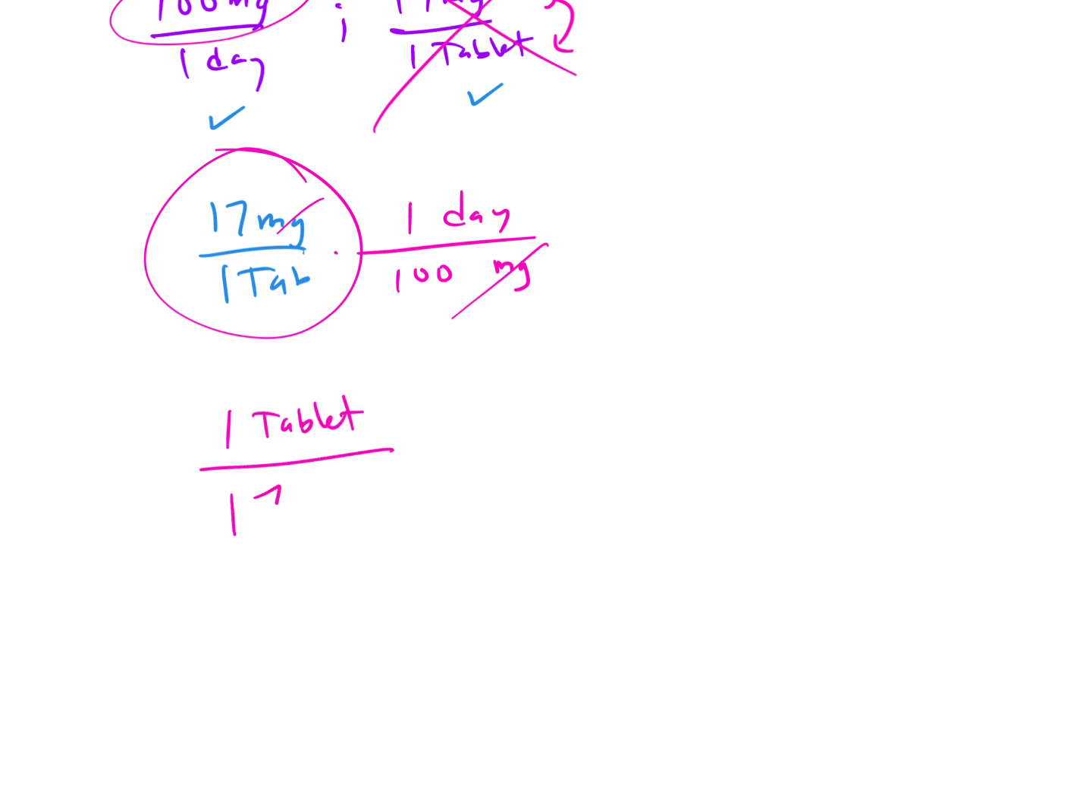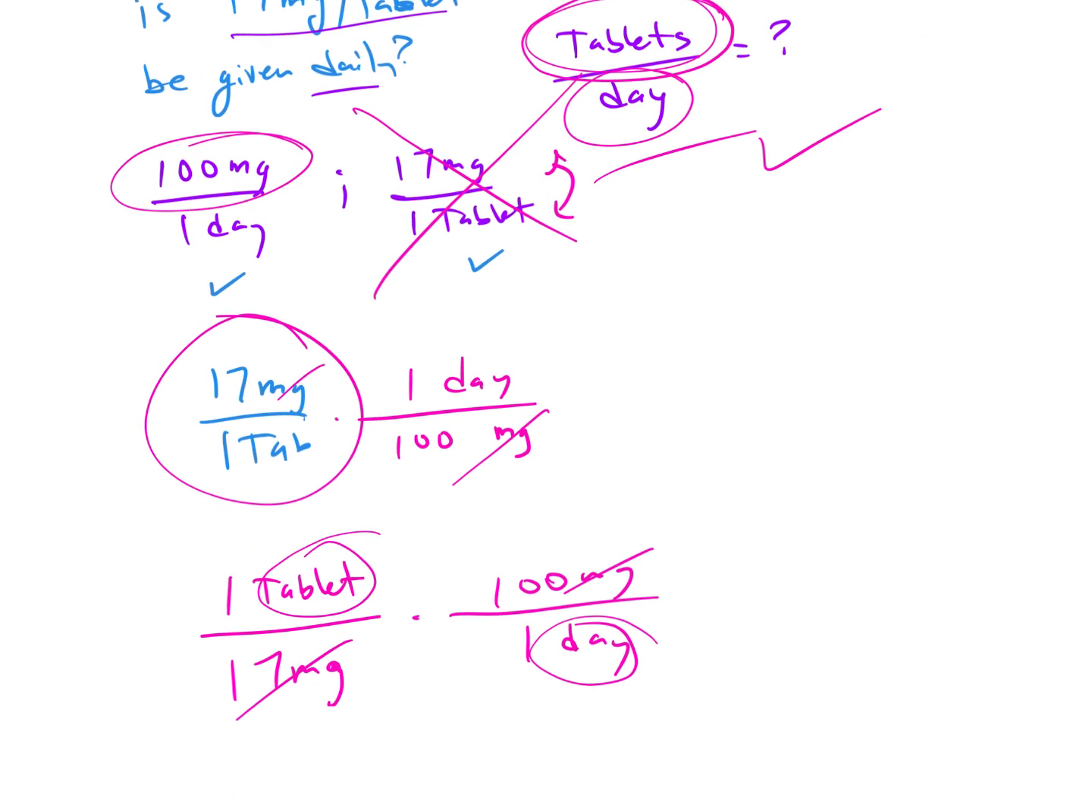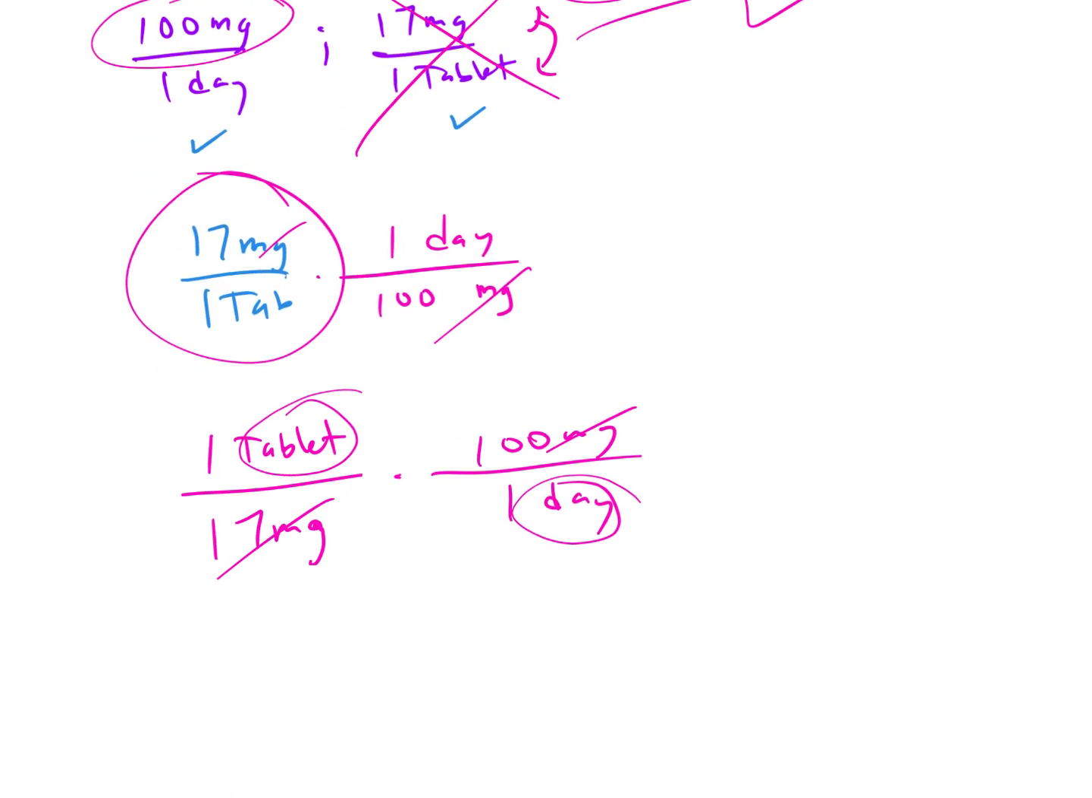1 tablet to 17 milligrams of our drug. 100 milligrams, so that it cancels the milligrams. You with me? For 1 day, what are the units that I'm left with? Tablets per day. Is that what I'm looking for? Yeah. So it's just 100.